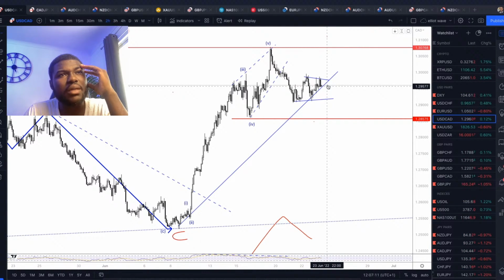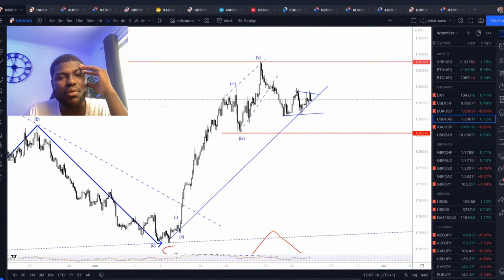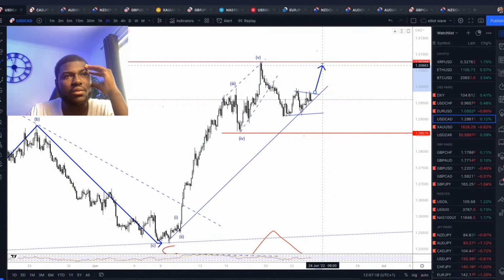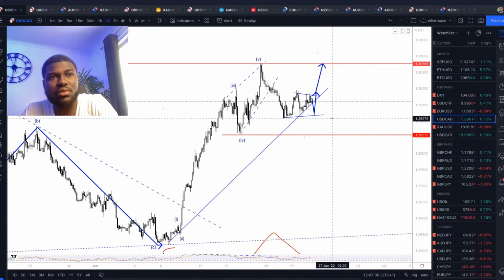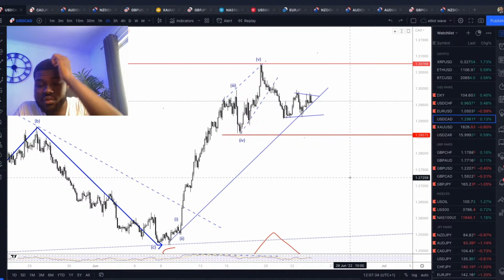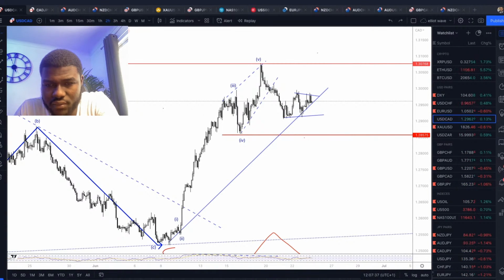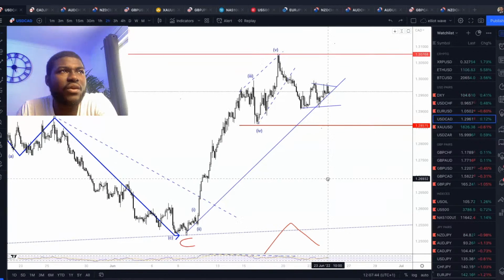Or there might be a push to the upside, that is a break above this triangle. But before that happens, there might be a bit of retracement downward first before you now see the market going this way. So something like that can happen. So that's why on USD CAD, I don't really have a nice entry or analysis. Okay, so that's my own view for USD CAD.